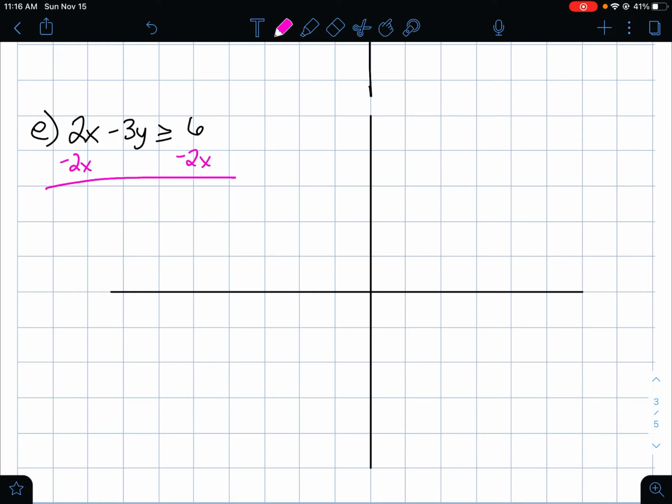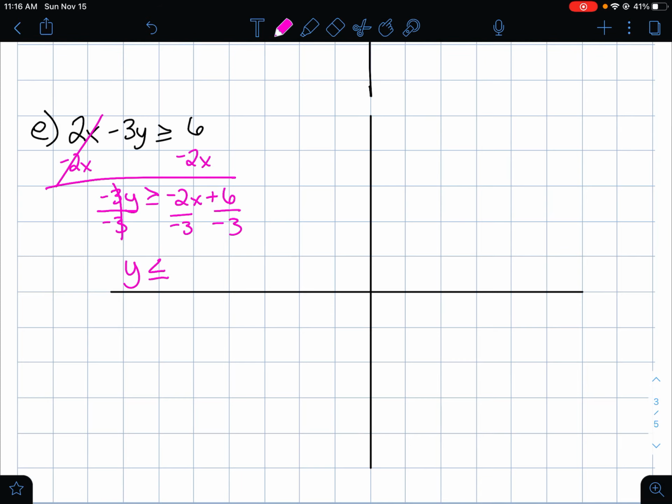I'm going to subtract 2x from both sides. Then I will have negative 3y is greater than or equal to negative 2x plus 6. Now I need to divide everything by negative 3. When I divide everything by negative 3, you need to remember that you need to flip your inequality sign because you divided by a negative.